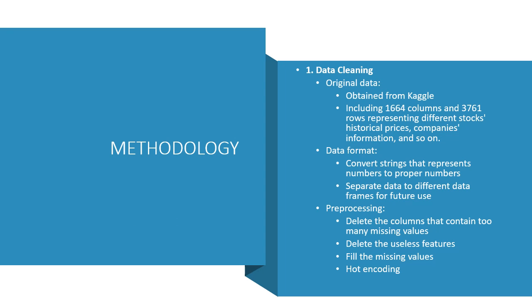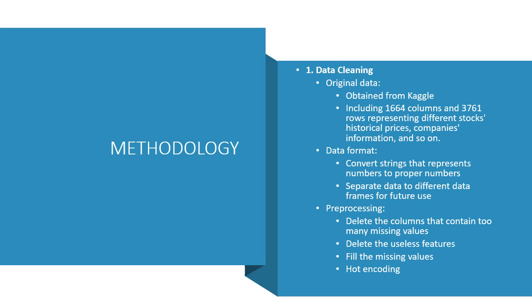The original data is obtained from Kaggle. It includes around 16,000 columns and 30,000 rows, representing different stocks' historical prices and other descriptive information of companies such as SIF score, monthly trend, and so on.